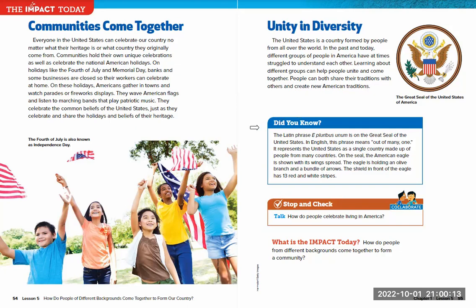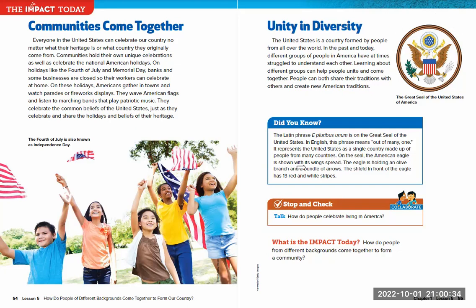Down here we have the Latin phrase E pluribus unum on the Great Seal of the United States. In English, this phrase means one out of many, one. It represents the United States as a single country made up of people from many countries. On the seal, the American eagle is shown with its wings spread, talking about this image right here.